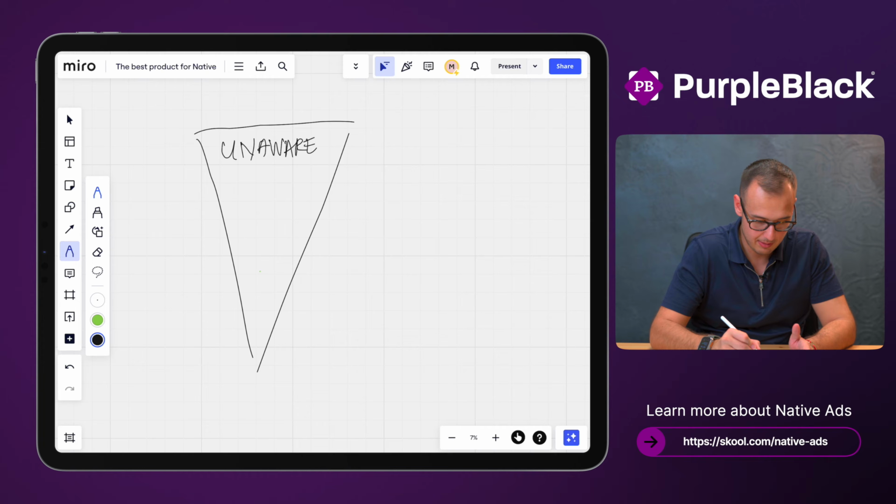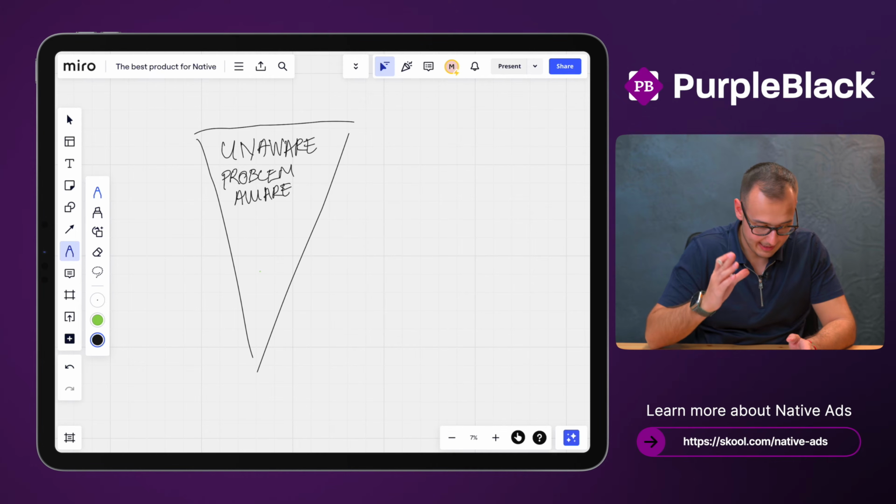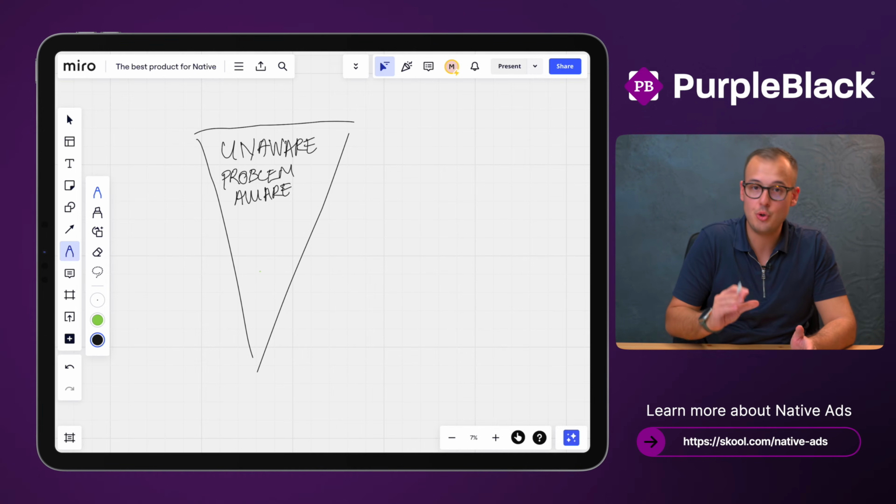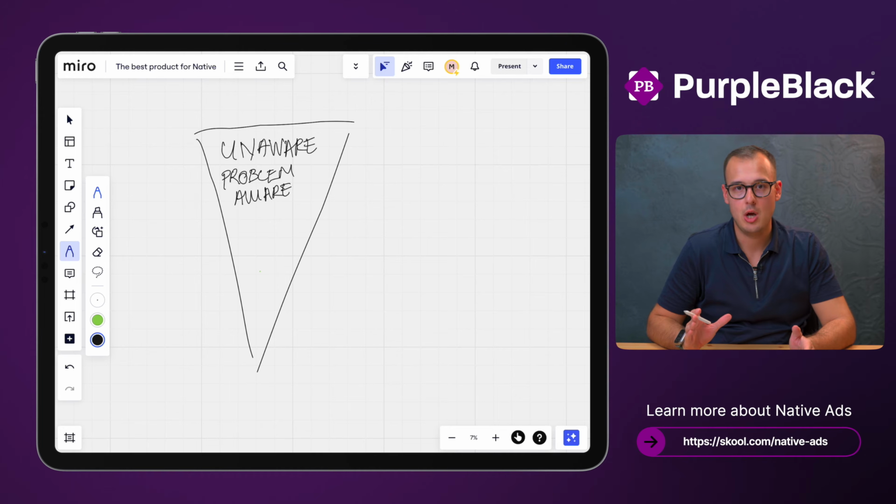Then you have the problem aware people. Those people are aware that they already have a problem and they do look for a solution already. So these kinds of people you can usually also reach with, for example, Google search ads, because they know they have a problem and they want to solve this problem now.